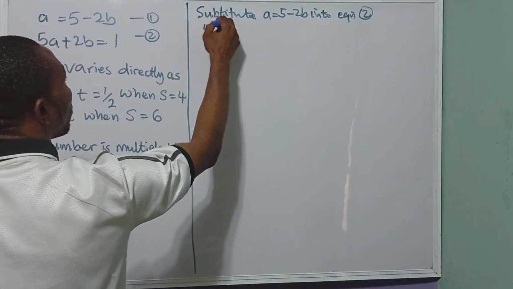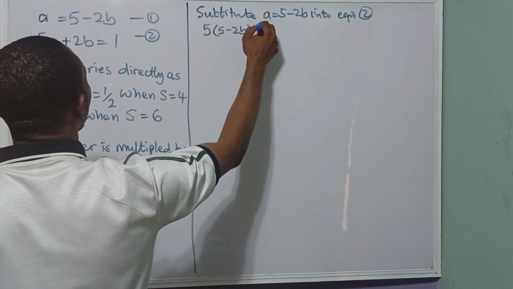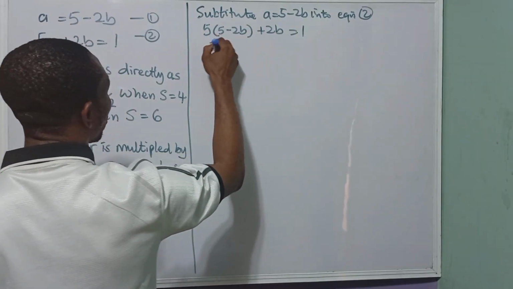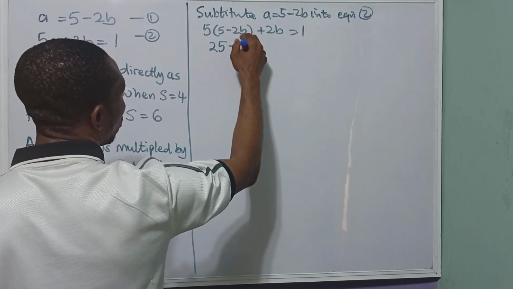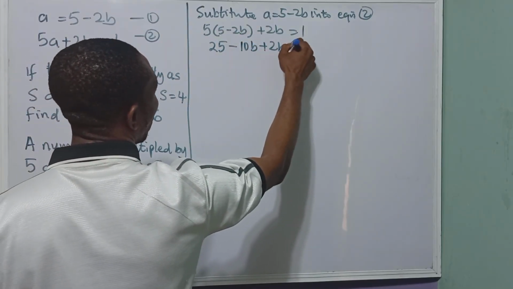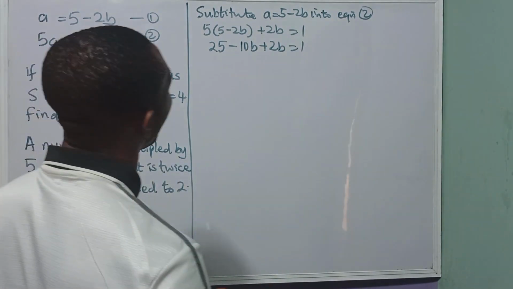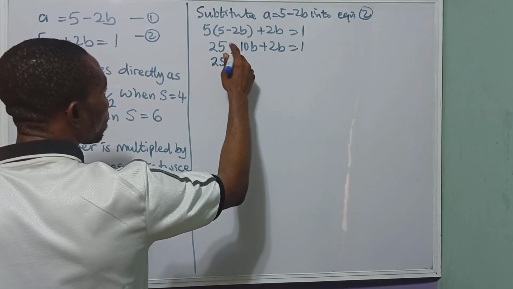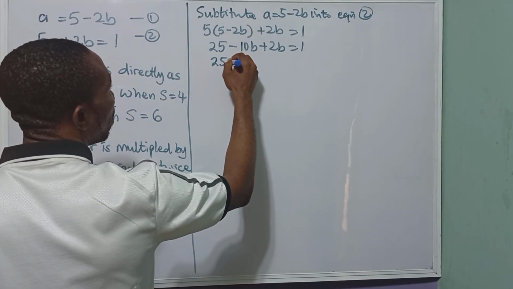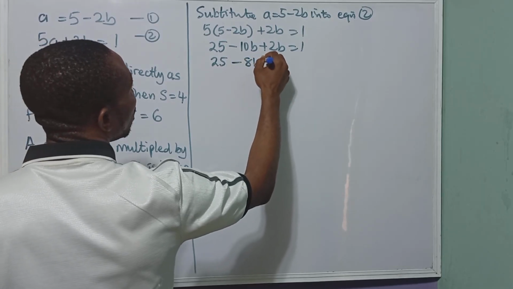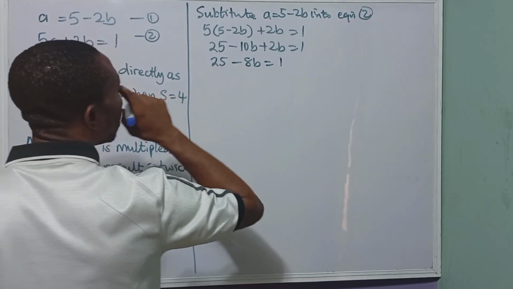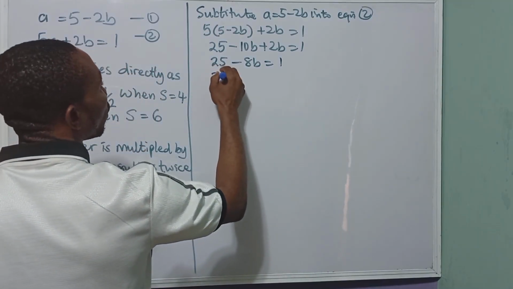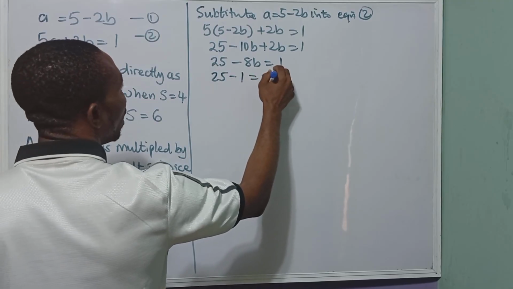Alright, we have it as 5 bracket 5 minus 2B plus 2B equals 1. Opening up this bracket, 5 times 5 gives us 25 minus 5 times 2, 10b, plus 2b equals 1. Alright, so from here, we can collect like terms. So this becomes 25 minus 8b equals 1. Okay, so from here, we have 25 minus 1 equals 8b.